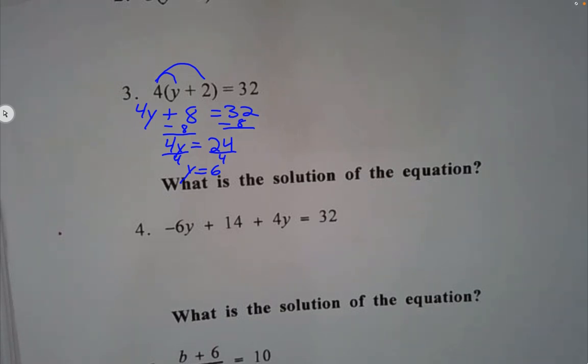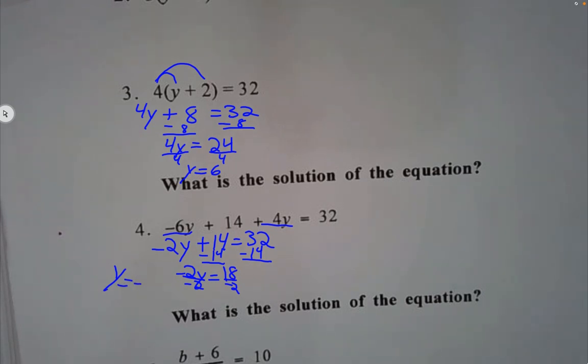Then the last one is like number 4. So on number 4, what do I do first? I have 2 y's, so I need to combine them. So what's negative 6 plus 4? Negative 2. Negative 2y plus 14 equals 32. And now it looks just like all the rest of them we've done. What do I do next? Subtract 14. So negative 2y equals what? 18. Divide by negative 2. And we get negative 9.